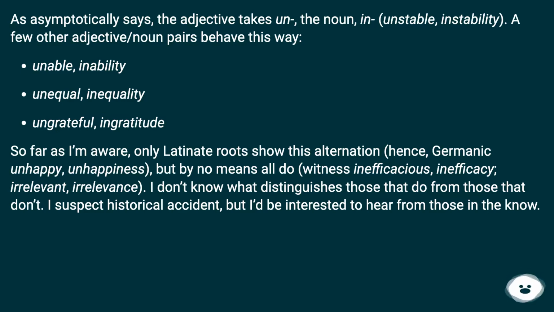I don't know what distinguishes those that do from those that don't. I suspect historical accident, but I'd be interested to hear from those in the know.